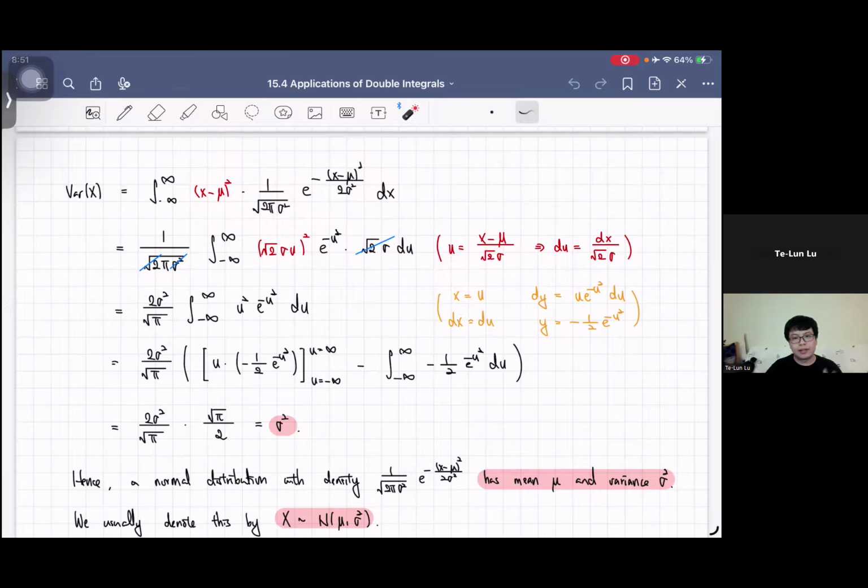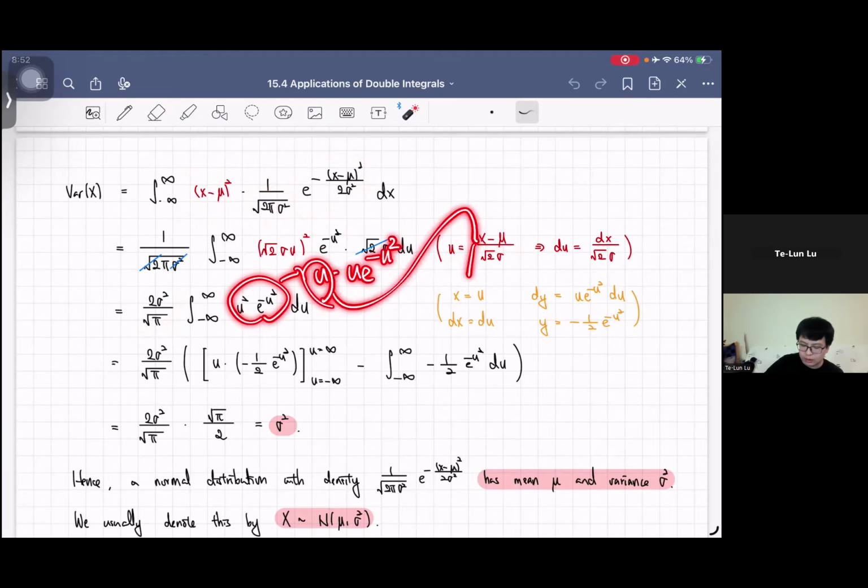Okay, so canceling all the constants, we get 2 sigma squared divided by root pi at the front, and we have u squared e to the minus u squared in the middle. So this is a very classical integration by parts. We split this into u times u e to the minus u squared, and we let this be x and this be dy. Integration of x dy is xy minus the integral of y dx.